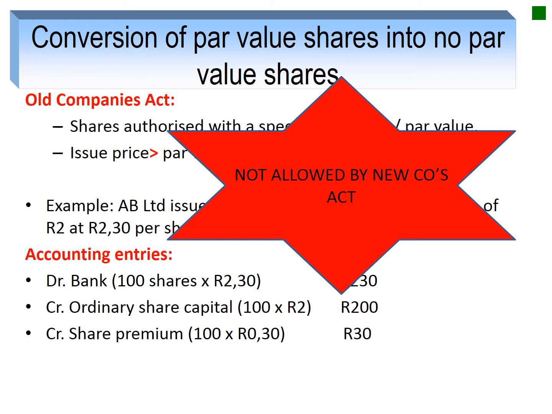But the reason why we're telling you about this is because in practice out there, there are still many companies that would have share premium accounts because they were registered under the old Companies Act. And we just need to think about what we would need to do to convert those share premium accounts into no par value shares. So in other words, the company might make a decision to convert its par value shares into no par value shares, and then we have to look at what entry we would do in our book.